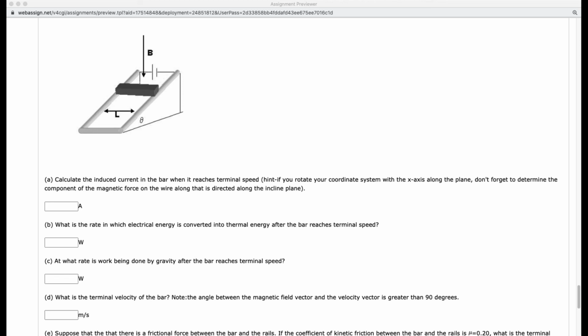If I rotate my coordinate system, which I usually do for something like this, and say this is the X direction and this is the Y direction, then this force has two components. It has one component in that direction.